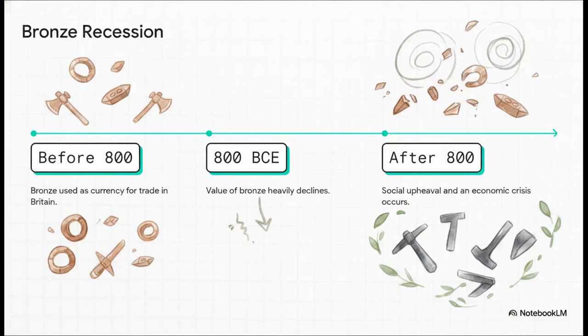A recession happens when there is a severe, negative disruption to that balance between supply and demand we talked about earlier. And this is wild, but humanity has been dealing with this for thousands of years. According to Ted Ed, way before modern stock markets, people in ancient Britain actually used bronze as currency. But around 800 BCE, the value of bronze suddenly and sharply dropped. This massive shock to their money caused deep social upheaval and a profound economic crisis. It was literally a massive recession, and it only ended when they started using iron for farming, which eventually pulled them out of the slump.